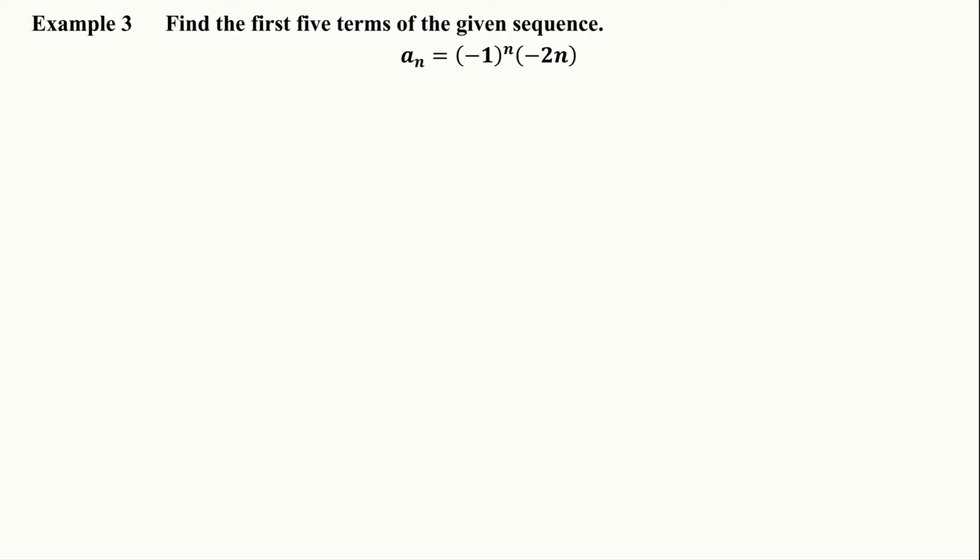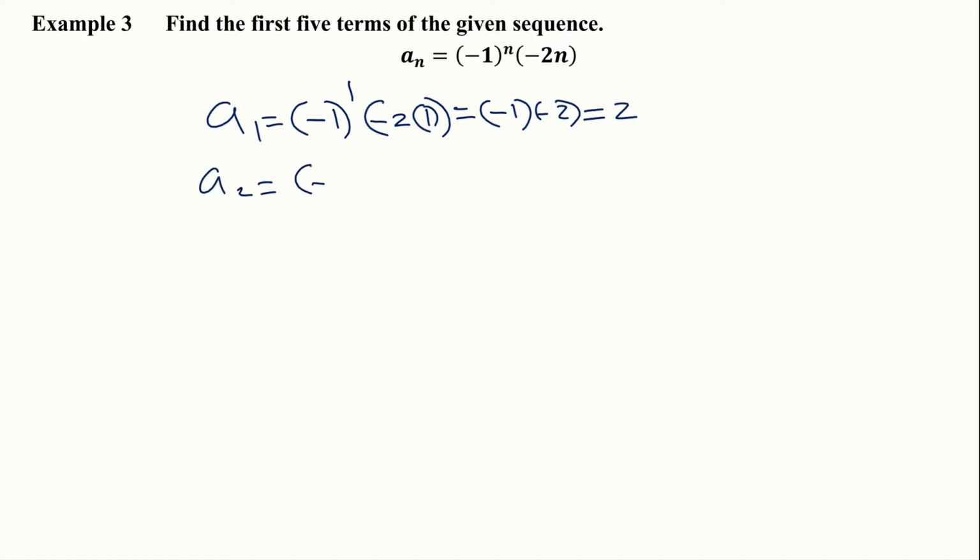All right, next we want to find the first 5 terms of this sequence. So you should be able to do this by now. Go ahead and see what you get before you continue in the video. All right, so a1 is going to be (-1) to the 1 times (-2 times 1). Remember, we're just substituting 1 wherever we see n. So we get -1 times -2, which is 2, right?